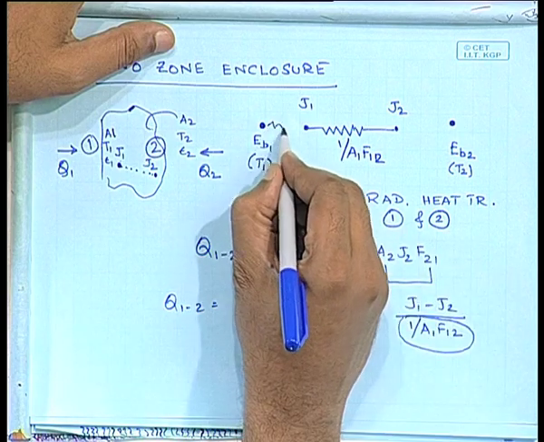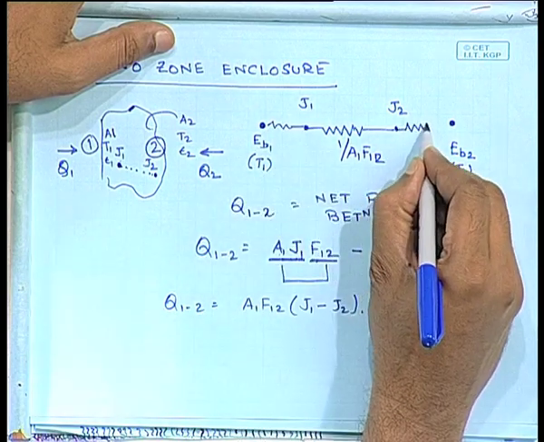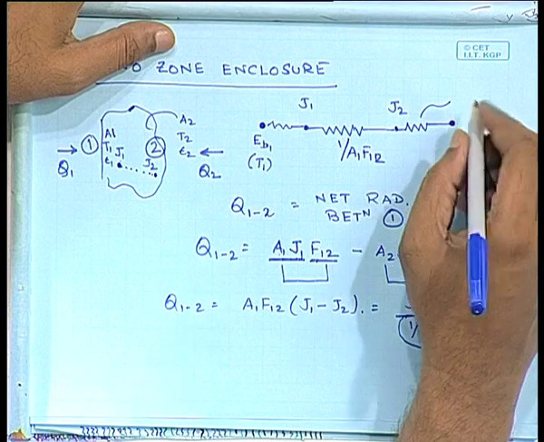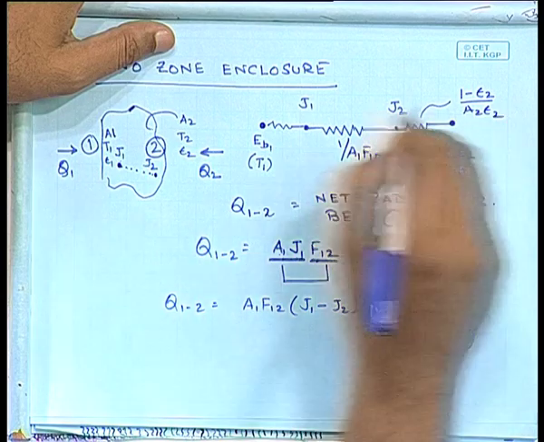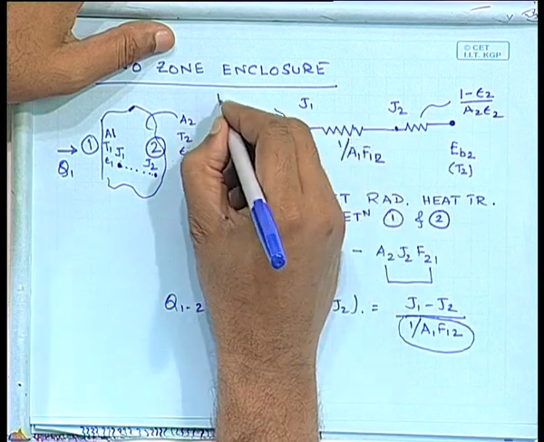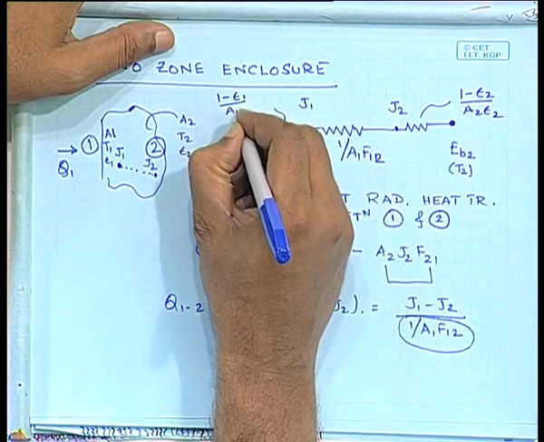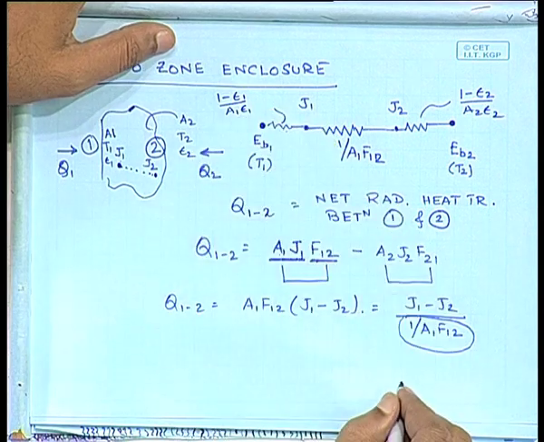And these EB1 and J1, these are connected by two more resistances which we have just seen as 1 minus epsilon 2 by A2 epsilon 2, and this is 1 minus epsilon 1 by A1 epsilon 1. Okay.